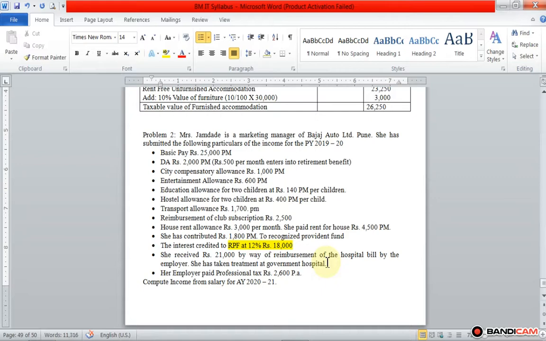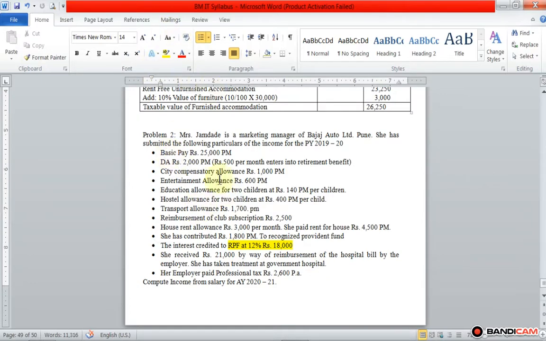Then her employer paid professional tax rupees 2600 per annum. It means the owner of Bajaj Auto Limited has paid the professional tax of Mrs. Jamdade. So when the employer pays professional tax, we add it into the gross salary, and then we deduct this professional tax as a deduction under section 16 subsection 3. Got it?